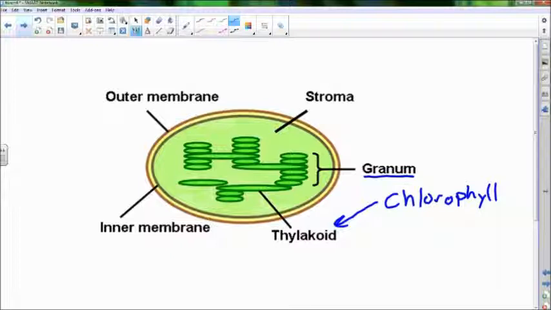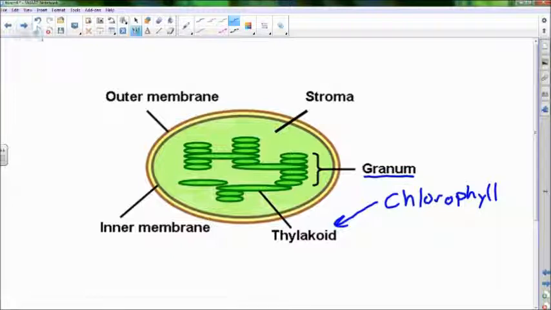So that special pigment is important, because without it, the light would probably just travel through and it wouldn't get absorbed. And the sunlight absorption is an important part of the whole photosynthesis process. So we'll look at the chlorophyll a little bit more further down the road.